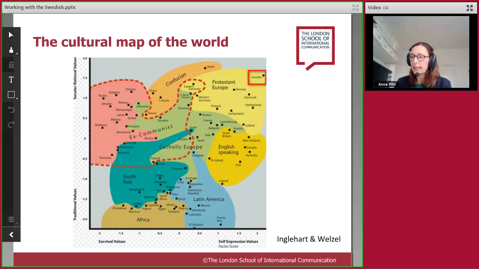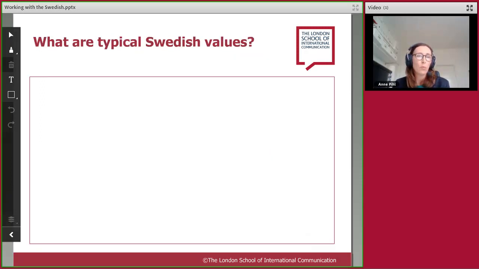So let's take some examples and talk about how this plays out. What sort of values are there in this self-expressive, secular, rational country of Sweden? What are typical Swedish values? Well, I'm going to go through a number. The first one I would like to start with is individualism. And this is very strong in Sweden, which often surprises a lot of people who associate Sweden with socialism. But individualism here is actually very strong. If we were to take some examples, one example, for example, is schools.